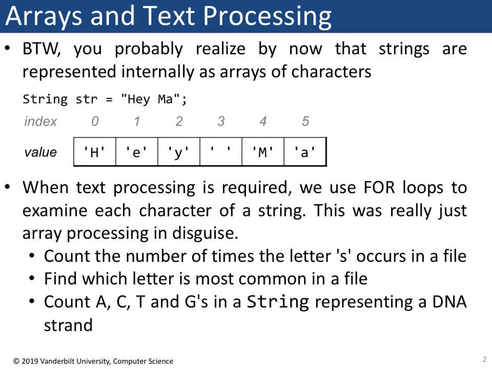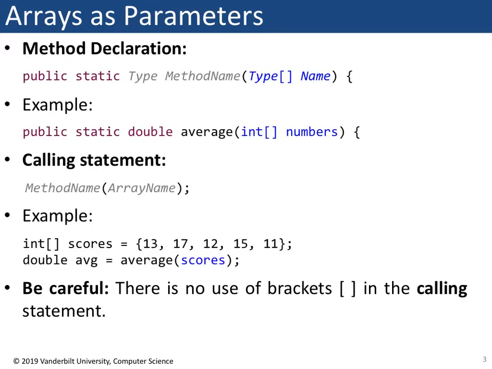And that's why we use similar processing methods. So we use for loops to process arrays. We use for loops to examine each character of a string. Really, you were already doing array processing. We just didn't tell you that it was an array. So now let's look at how to pass an array to a method.